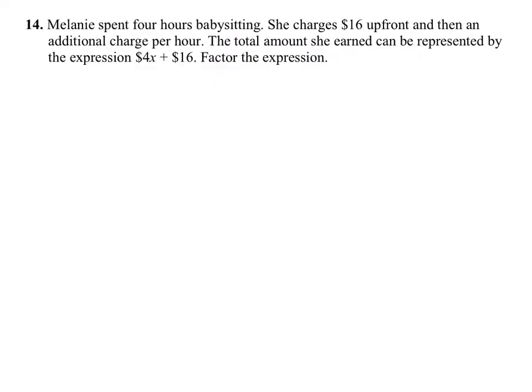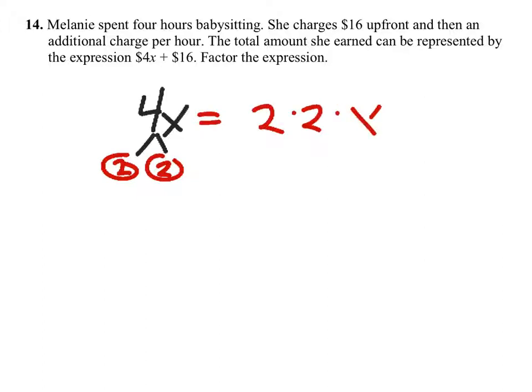Number 14. Milani spent 4 hours babysitting. She charges $16 up front and then an additional charge per hour. The total amount she earned can be represented by this expression: 4x plus 16. Factor the expression. Okay. Well, we got a 4x, and 4 splits up into 2 and 2. So 4x just becomes 2 times 2 times x.